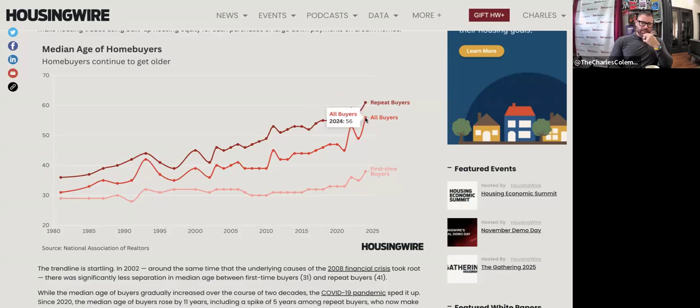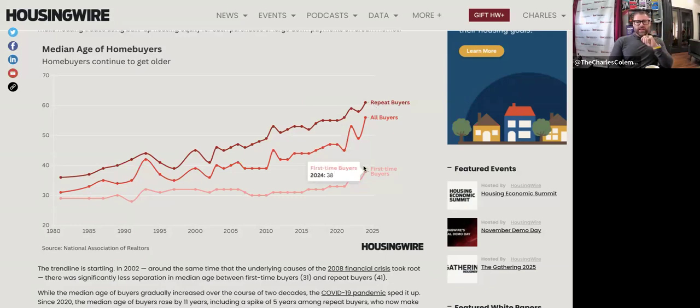We say all buyers, the median age is 56, and repeat buyers is 61. This is where we're looking at this data and we're saying this is more the affluent buyer. We're talking about baby boomers, right? We know that most of the generational wealth in the world right now is in the hands of baby boomers. And then we can actually go see.